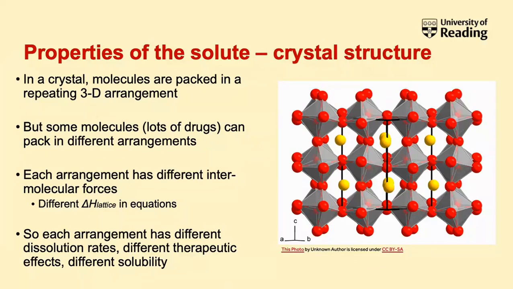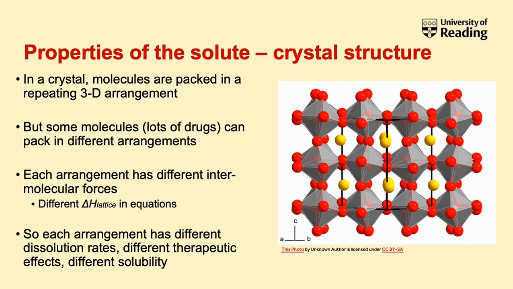Let us consider the crystal lattice first. In a crystal, molecules are packed in a repeating three-dimensional arrangement. And some molecules, lots of drugs, can pack in different arrangements. So there's not one lattice structure that a solid can form. Many can form multiple different structures.